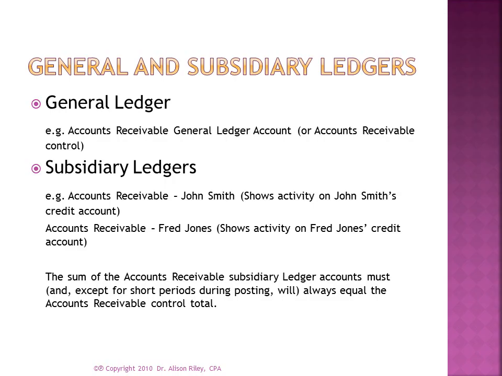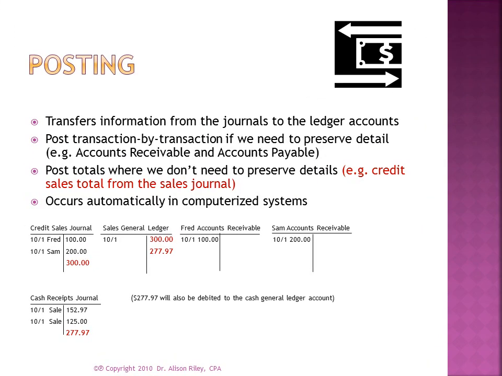Similar arrangements exist for accounts payable, the amounts we owe to our creditors, inventory, our assets held for resale, and any other account where it is operationally necessary to keep a separate record of the details within a general ledger control account. Posting is the process of transferring details of transactions from the journal or journals to the ledger accounts. We post to subsidiary ledgers, for example accounts receivable and accounts payable, one transaction at a time, to preserve the details of our credit customers' activities and our purchases and payments to our creditors.